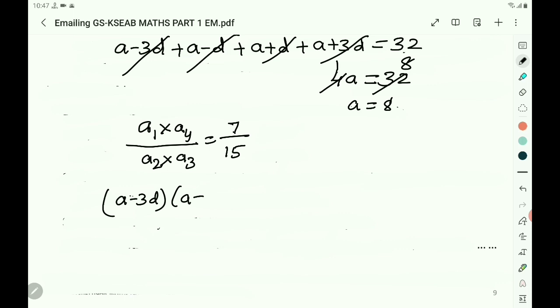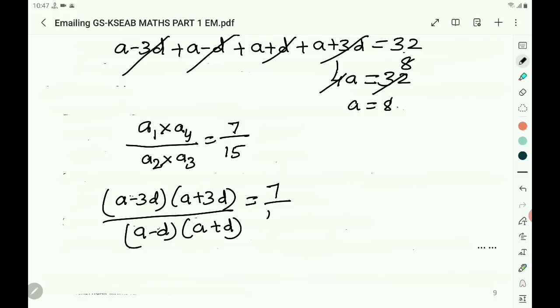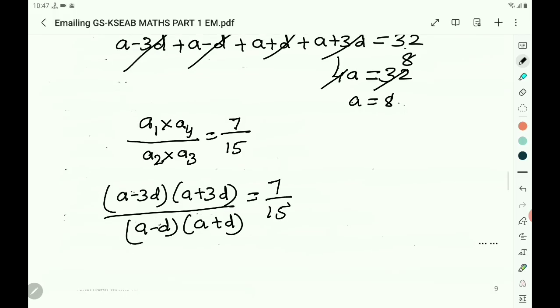A4 is A plus 3D, and A2 is A minus D. A3 is A plus D. The ratio equals 7 by 15. Here the product of A minus 3D and A plus 3D you can get by using the identity (A minus B) into (A plus B) equals A square minus B square. It is the square of the first term minus square of the second term.